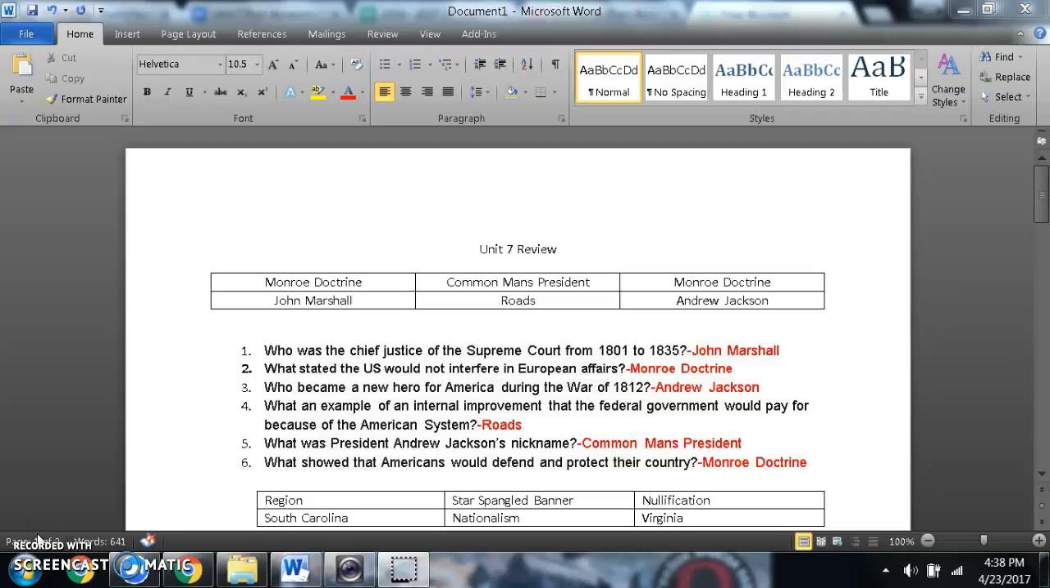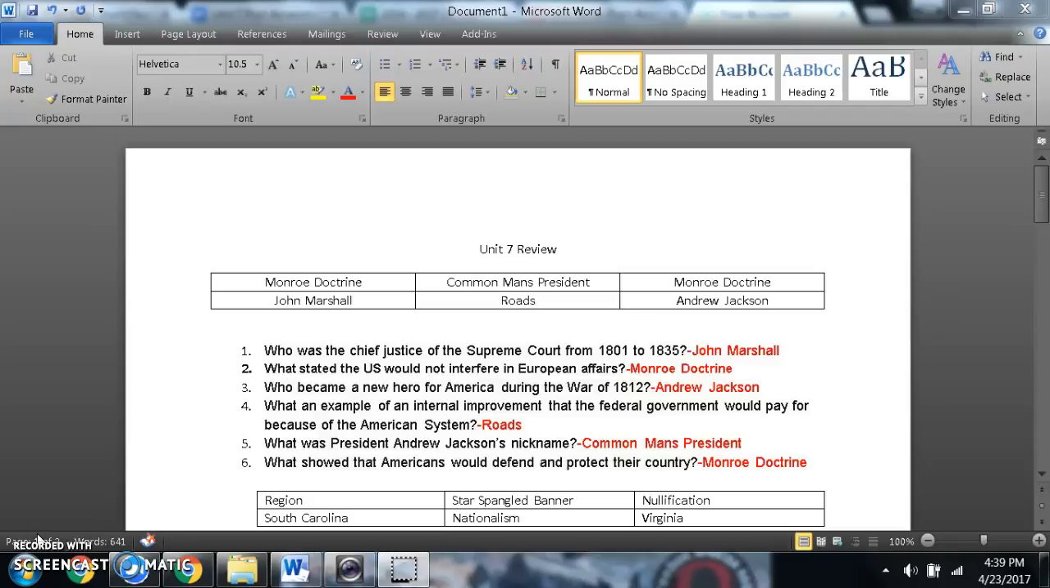Number three, who became a new hero for America during the War of 1812? And that was Andrew Jackson. Andrew Jackson was known as Old Hickory, and he was also known as the common man's president. And later on, in one of your essay questions, we'll actually get a little bit more into why he was considered the common man's president.